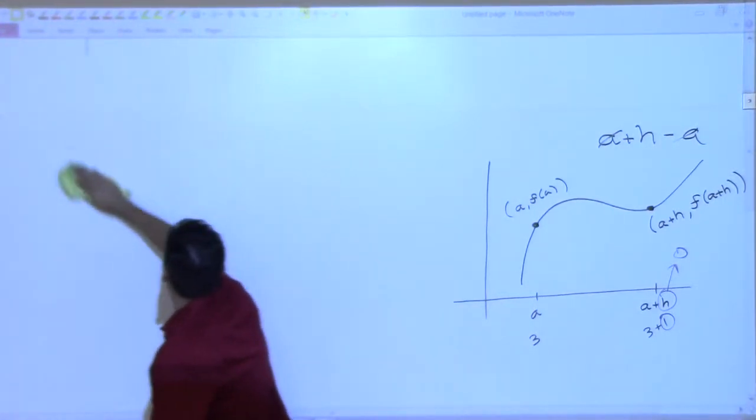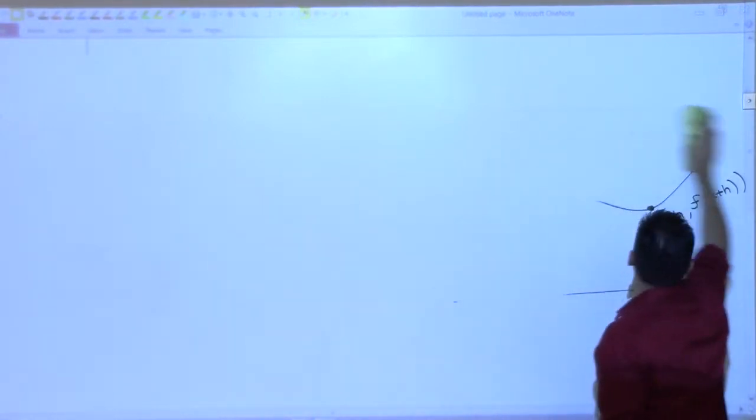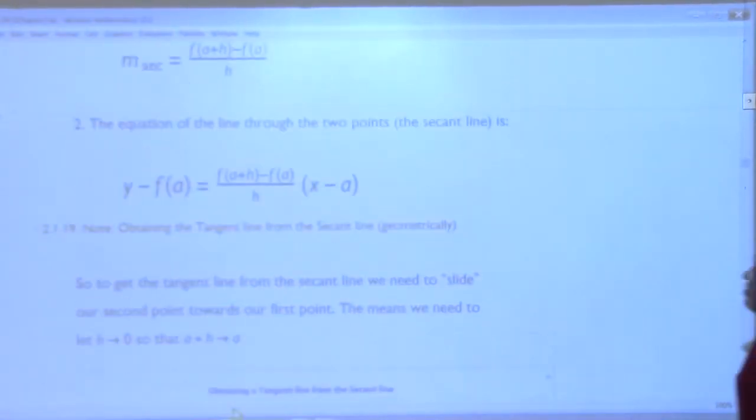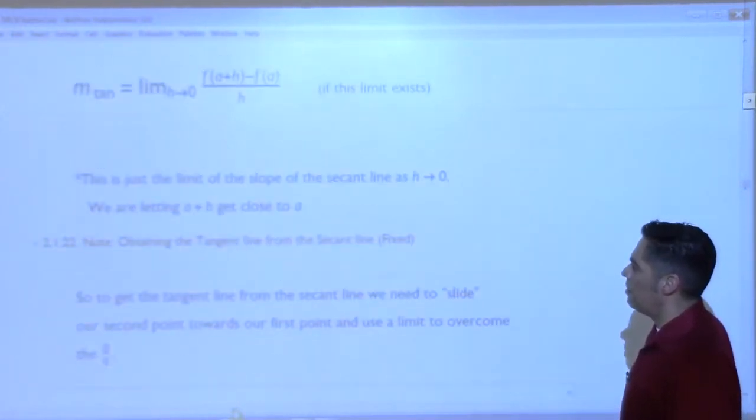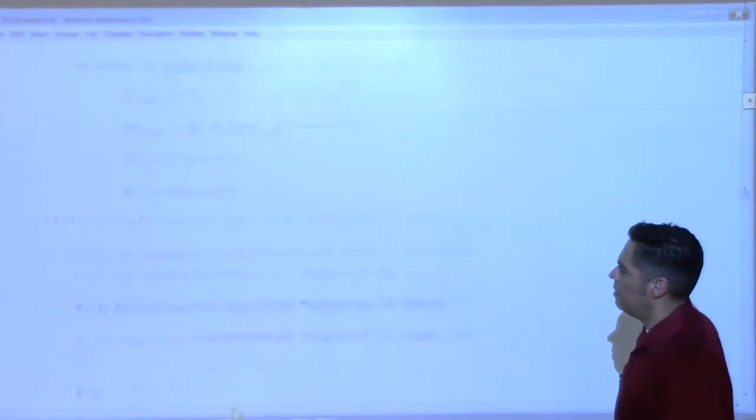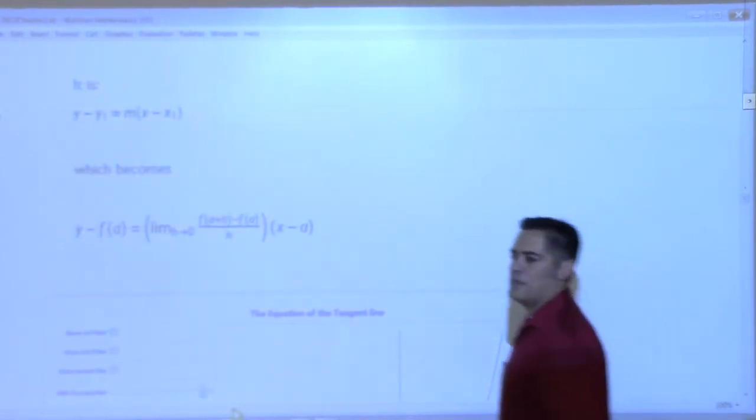So in our notes, I'll bring the notes back up just to show you that all these formulas are in the notes. In the notes, I say, scroll down, we still get 0 over 0, so we define the new thing, and here's a picture, and then, there it is. Okay, so there we go.